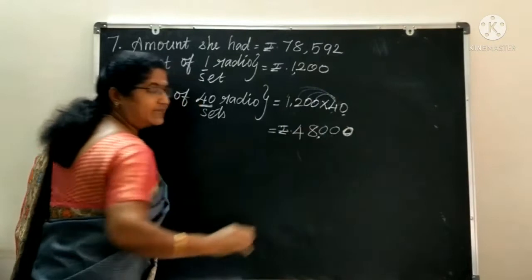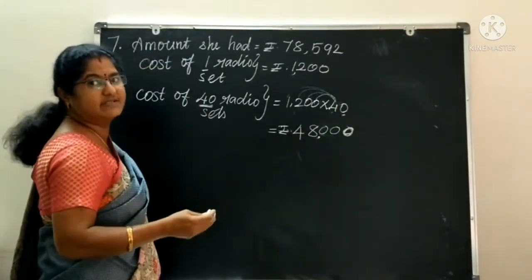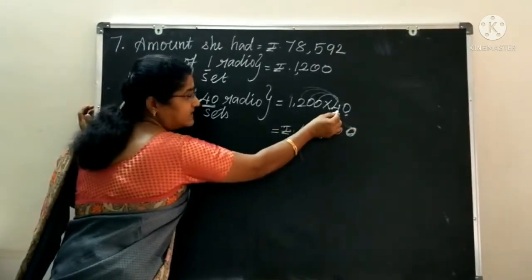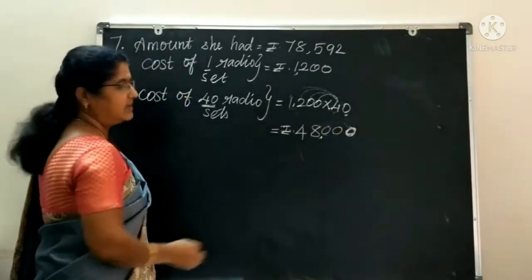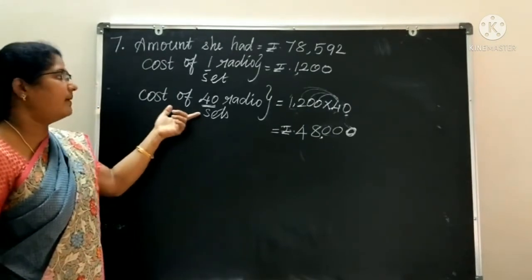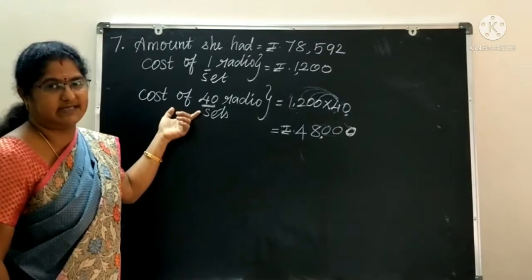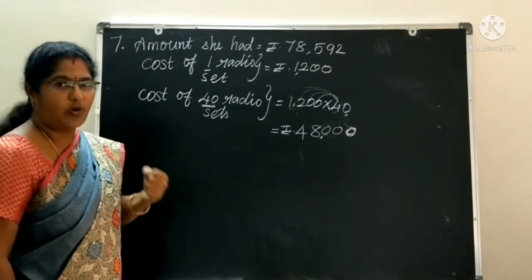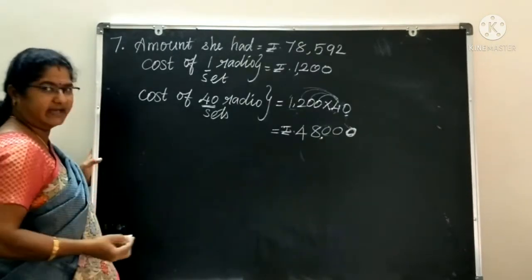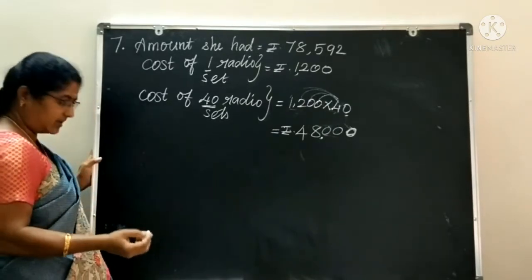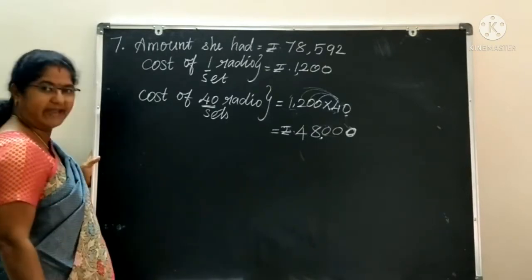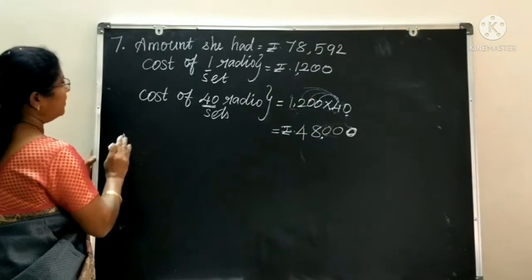For multiplying numbers that end with zeros is very easy. How many zeros are here? That 0 we write here. Then multiply the next digit with all the numbers. So the answer is rupees 48,000 is spent for buying 40 radio sets. Now how much money does she have now? That we want to find. So money left with her, remaining amount with her. So how much money will remain with her after the purchase? So the money remaining with her, we can write, amount or money.